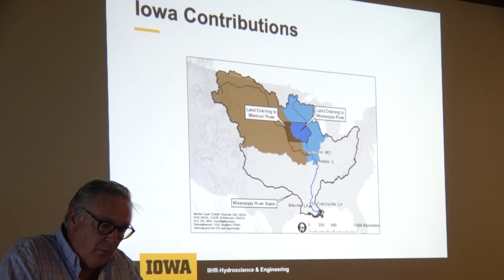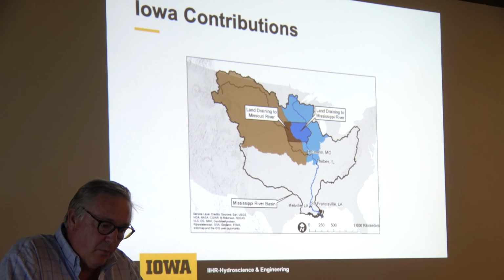Nitrogen, let's look at nitrate. The Missouri River watershed, huge, right? Goes clear to the Continental Divide. Iowa, we have 3.3% of the land in the Missouri River watershed. We contribute 12% of the water. We contribute 55% of the nitrate to the Missouri River. And so the Missouri River, some years would have almost no nitrate were it not for contributions from Iowa.